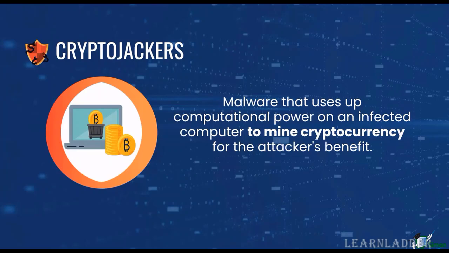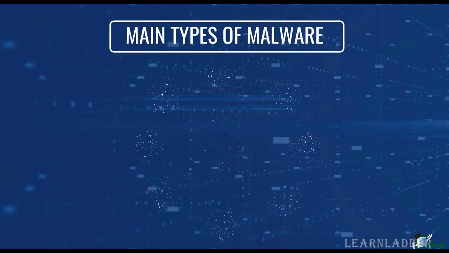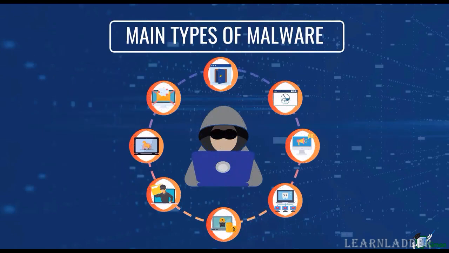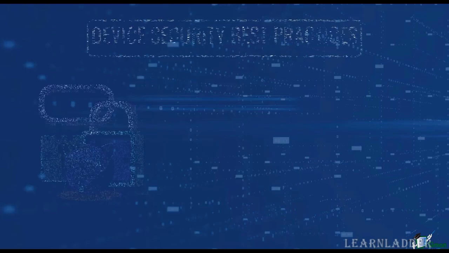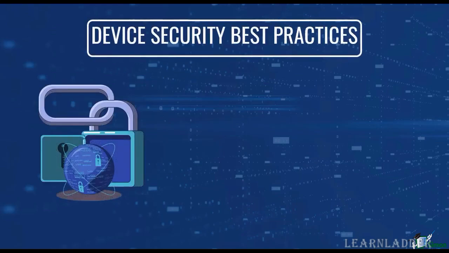Finally, cryptojackers are a type of malware that uses up computational power on an infected computer to mine cryptocurrency for the attacker's benefit. These are just a summary of a few of the main types of malware and their potential risks to your personal and professional life. Now, let's talk about a few device security best practices to help protect you against these threats.